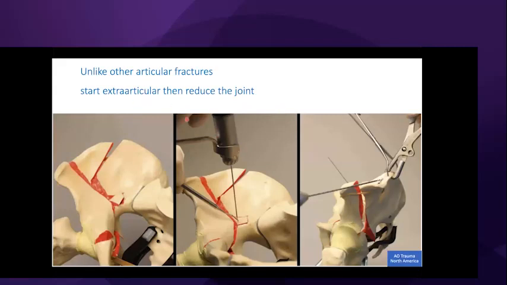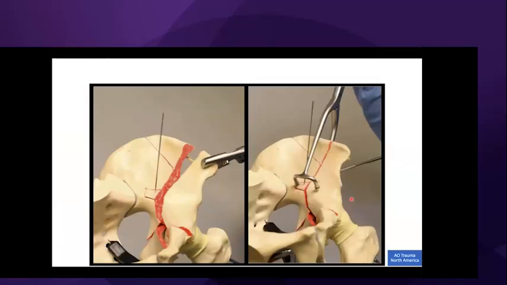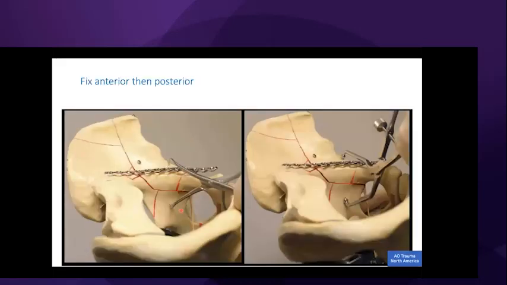Unlike other articular fractures, in the associated posterior column, start extra-articular in the wing, then reduce the joint. This is the key fragment fixed with a K-wire, then a 3.5 millimeter screw. And then holding the iliac crest with this forceps, you can reduce the iliac wing and fix it with preliminary screws or plates. After that, you fix the anterior wall fracture by long screws between the inner and outer tables of the iliac wing.